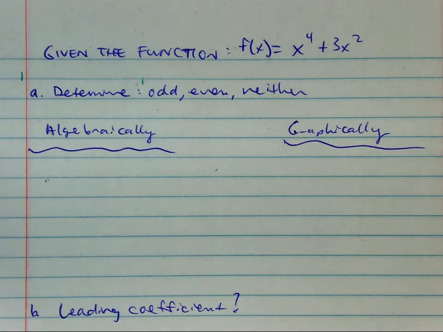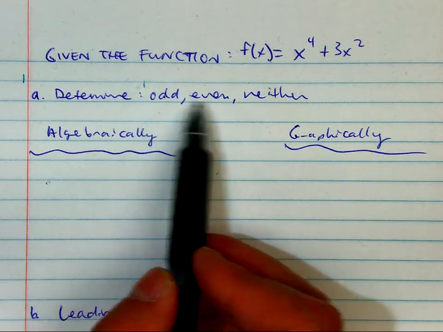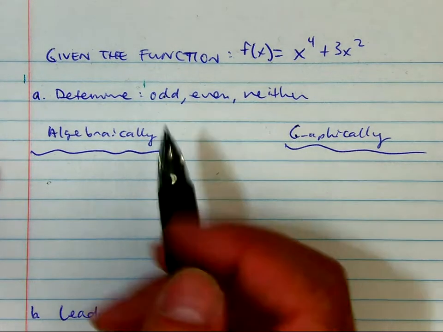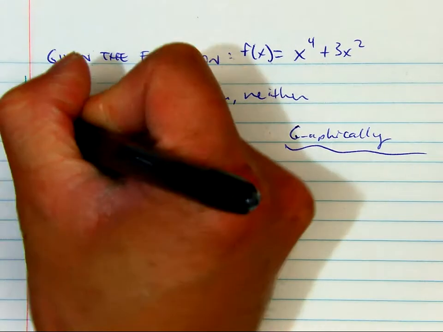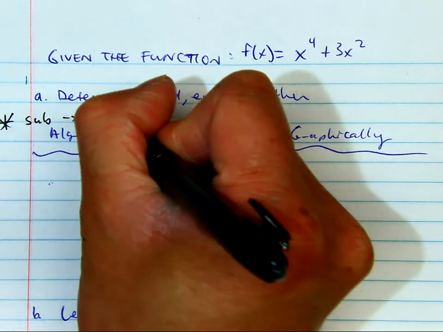Alright, given this function f of x equals x to the fourth plus 3x squared, determine if it is even, odd, or neither. To do that algebraically, what are we putting in there? Negative x for every x value.